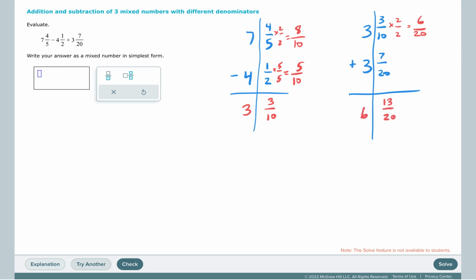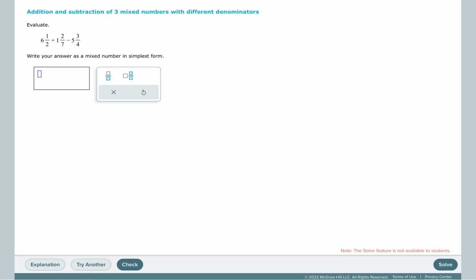3 plus 3 is 6. So my final answer is 6 and 13/20, which is already in simplest form because 13 is prime and it doesn't go into 20. And this one is 6 and 1/2 plus 1 and 2/7, and this time we're going to add first. Common denominator for 2 and 7 is 14.